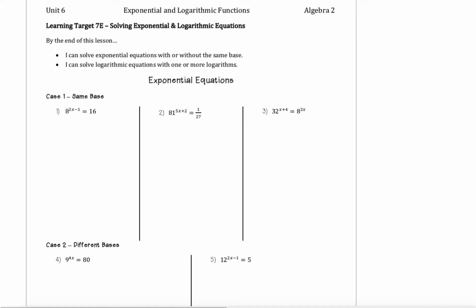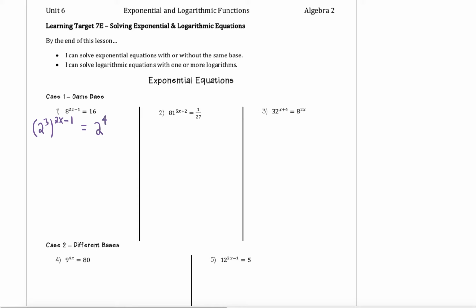And in this case, we can get the same base on both sides since both 8 and 16 have a common base of 2. So we're going to start this off by rewriting both 8 and 16 so that they can be 2 to a power. Now for 8, we could rewrite that as 2 to the third, and we'll still have the 2x minus 1. And we could then rewrite the 16 to be 2 to the fourth.